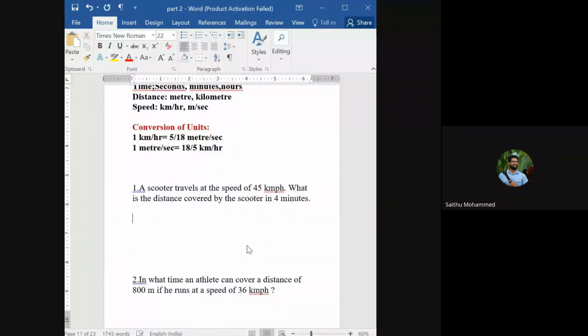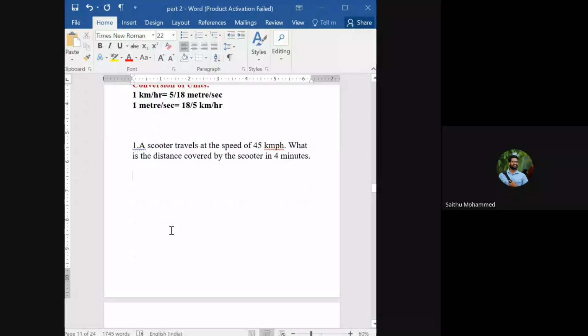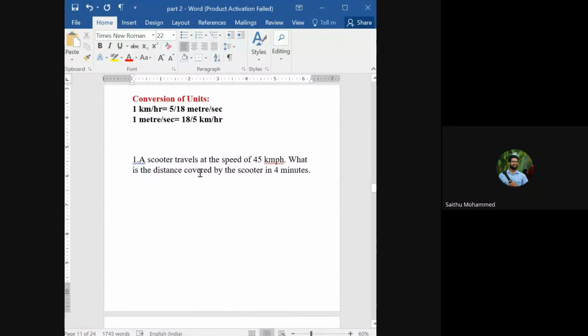A scooter travels at the speed of 45 kilometer per hour. What is the distance covered by the scooter in 4 minutes? See, as I have told, 45 kilometer per hour speed is given here. This is speed, and time is given here. What do we have to find? We have to find distance. So speed and time are given, and we have to find the distance here.